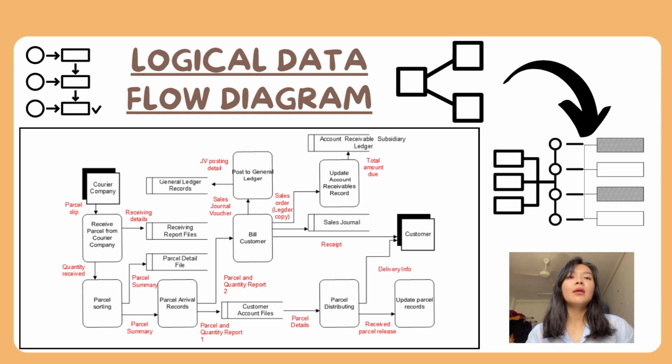And then from the bill customer, we have to update the account receivable records, which is the sales order, the ledger copy will be sent, and then we will update the total amount due to the account receivable subsidiary ledger. And then from the bill customer also, we have also sent a bill to the sales journal. And then finally, the bill customer process will send a receipt to the customer when they come and take their parcel. So here, customer actually have two types.